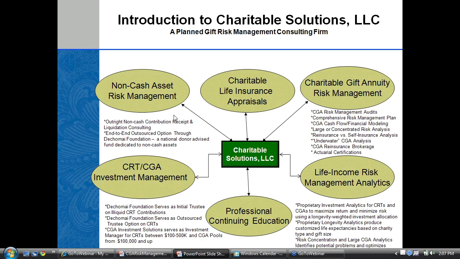So in essence, we are the entity that receives it. We do all the tax acknowledgement, all the management, everything, get it sold, and then on average grant out 98 cents on the dollar 31 days after the sale.